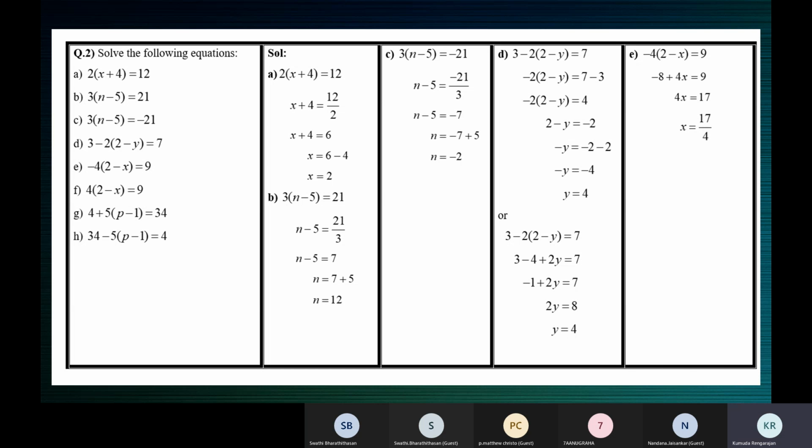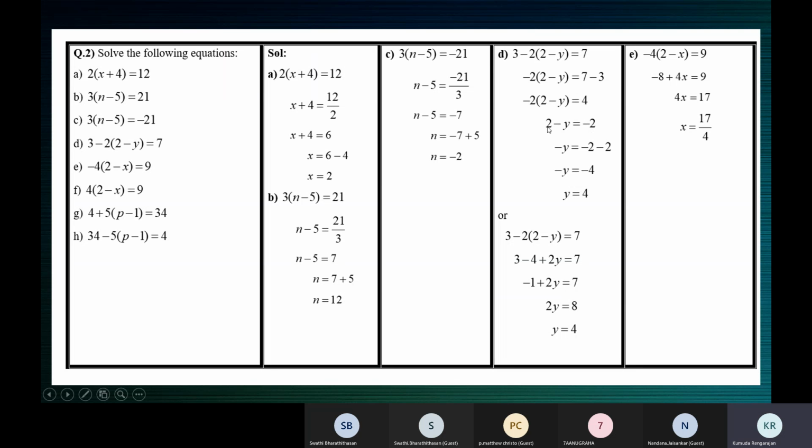We are dividing the LHS by -2 and the RHS by -2. We're dividing the LHS by -2 because we want to get rid of this -2. How will you get rid of -2? By dividing the LHS by -2. So -2 cancels and you'll have 2 minus y is equal to, you're dividing the RHS also by -2. So 4 divided by -2 is -2.